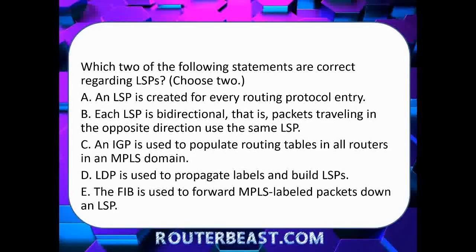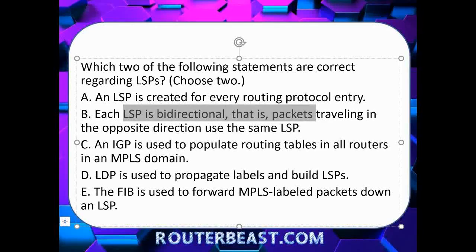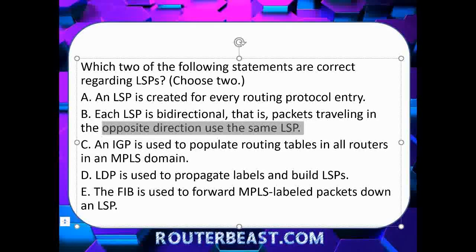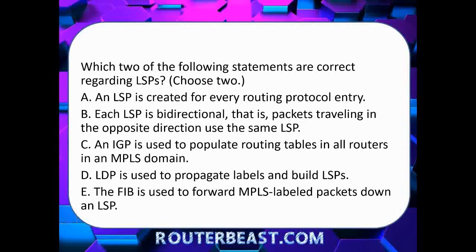Let's see. Each LSP is bidirectional. That is, packets traveling in the opposite direction use the same LSP. Not at all correct. Label switch paths are unidirectional. They go in one direction, and the ingress router on one side, as the traffic traverses and egresses out the other side, that same router on the other side, which is now an ingress coming back in the other direction, might use a completely different path to ultimately get the packet back.